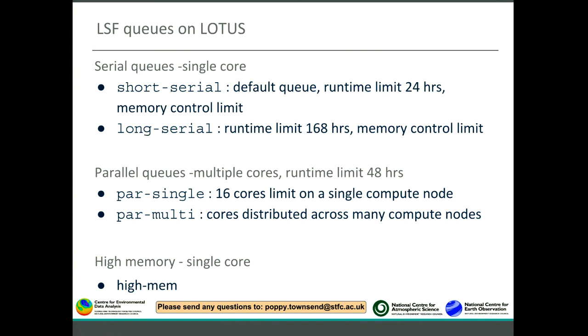Now, if you have a task that needs high memory, say 200 gigabytes or more, then you need to use the high memory queue. Again, the high memory queue allows you to run tasks using only one single core.